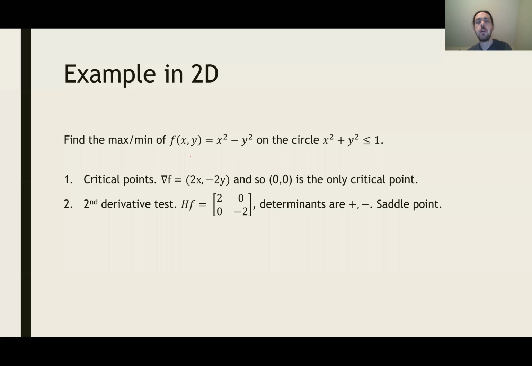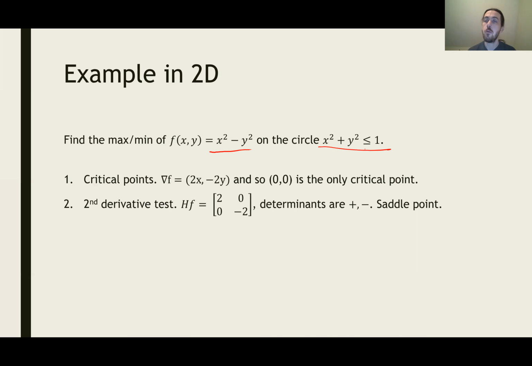Let's do a two-dimensional example. So here we've got a function f of x, y is x squared minus y squared, and we're looking at it on the unit circle inside. We're looking at the part of the region x squared plus y squared is less than or equal to 1. So we'd like to find the maximum or minimum of this function.